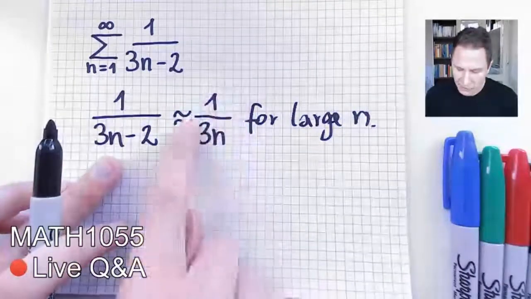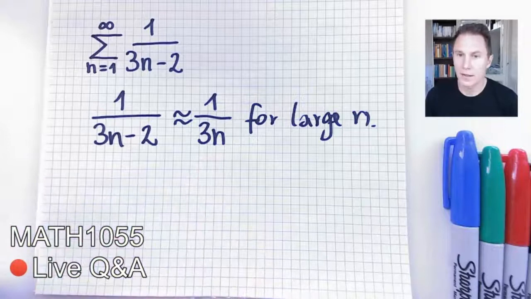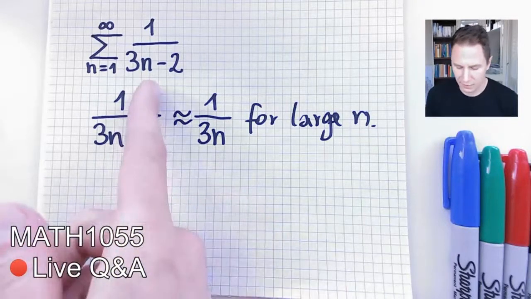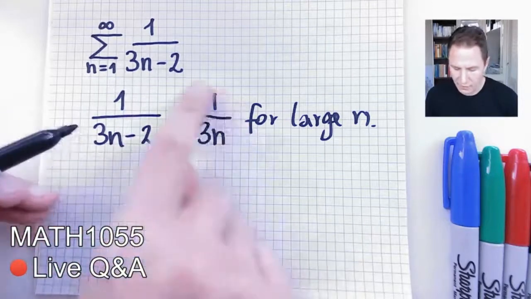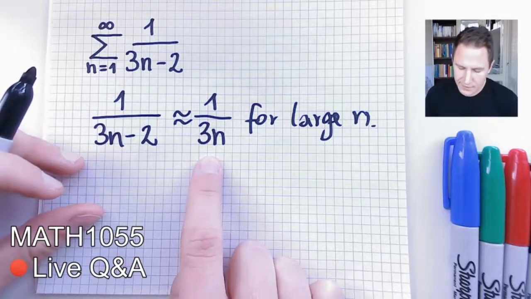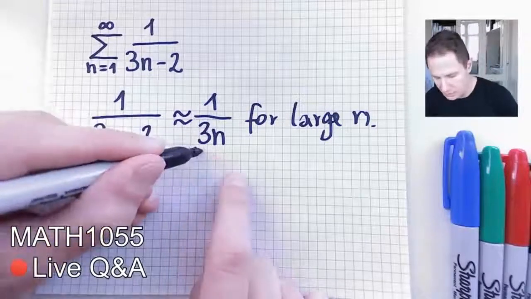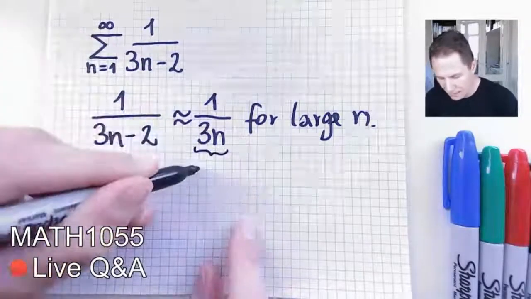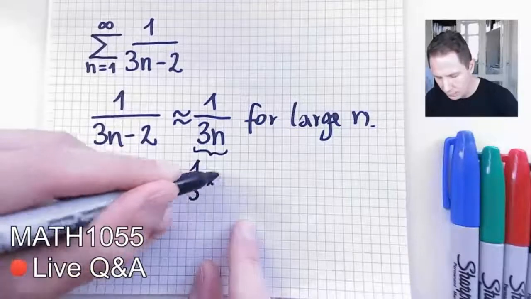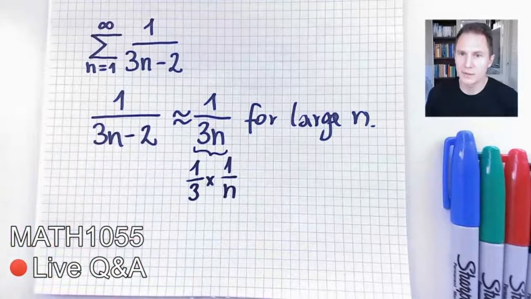That is the key to notice, because then you can get a first idea as to whether the infinite series is convergent or divergent. Because of this approximation, you could say that it is behaving like a multiple of the harmonic series, because of course 1 over 3n can be written as 1/3 times 1 over n. So it's behaving like a third of the harmonic series, which should be divergent.